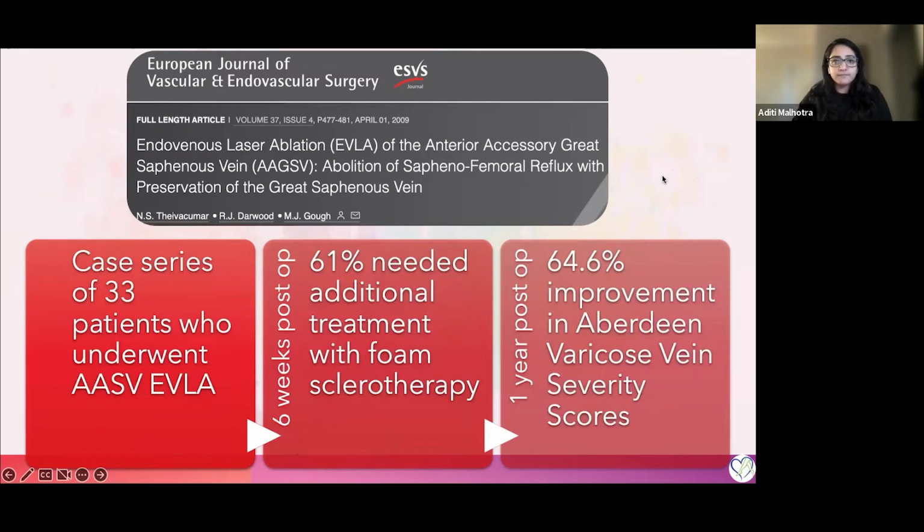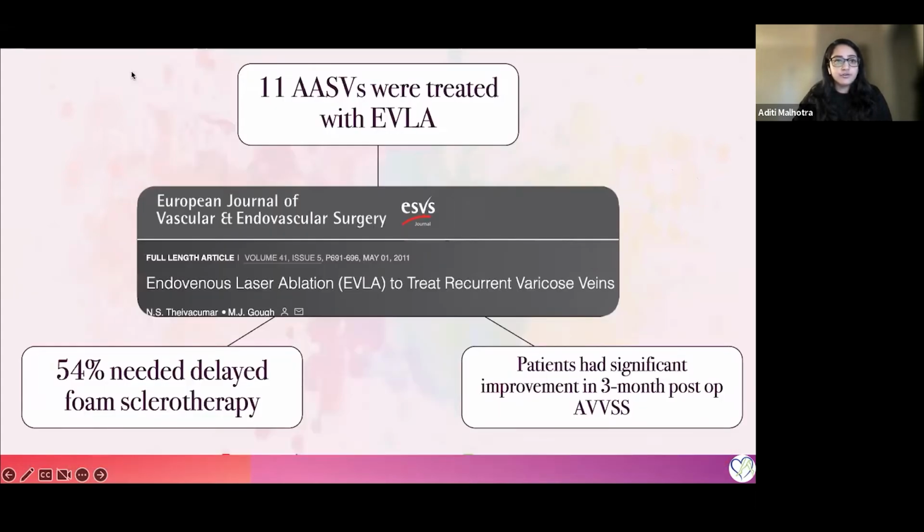The same group actually went on to do a second study to look at the use of the laser in recurrent varicose veins. It was 11 AASVs that were treated at the time. 54% of them needed delayed foam sclerotherapy. Again, something I'd like you to keep note of because we'll be talking about this in a little bit. And then patients did have significant improvement at 3 months post-op of, again, the Aberdeen varicose vein severity score.